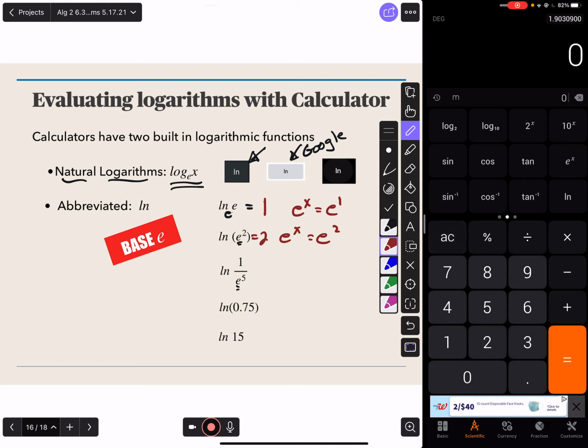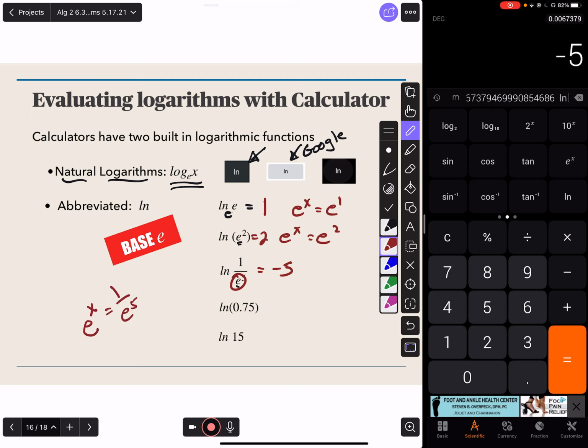The next one, if I wanted to do it on my calculator, let's clear all this, I go 1 divided by, and once I do this, I have to put the 5 first, then I hit the e to the x button, then I hit equals, then I hit my natural log, and you can see it gives me negative 5. I knew this one was going to come out perfect because of that e. Remember, the base is e, and that just means e to the x equals 1 over e to the 5. We use the reciprocal and put a negative sign there. And you can see x is negative 5.